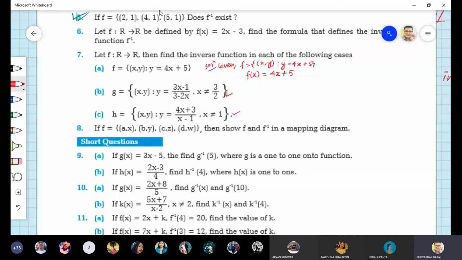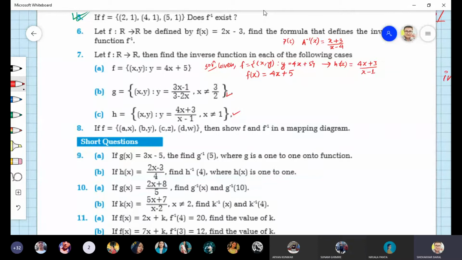Let me go straight forward to the solution. What is given here? h(x) equals (4x plus 3) divided by (x minus 1). Sir, inverse x is equals to x plus 3 by x minus 4. Okay, I'll note your answer and check it later. Can you repeat it again? H inverse x is x plus 3 by x minus 4. I'm noting it here. 7C: your answer is h inverse x equals (x plus 3) by (x minus 4).